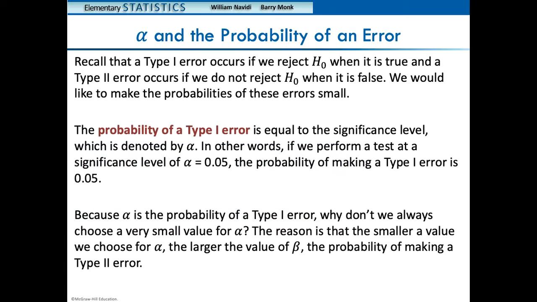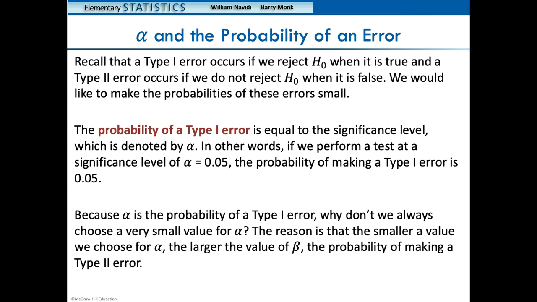Okay, let's revisit the idea of errors, which we discussed a little bit in the previous section. And just to review, a type 1 error occurs if we reject the null hypothesis when it is true. A type 2 error occurs if we do not reject the null hypothesis when it is false.